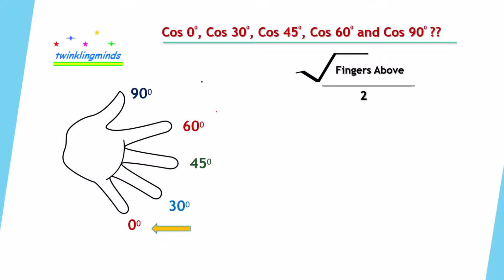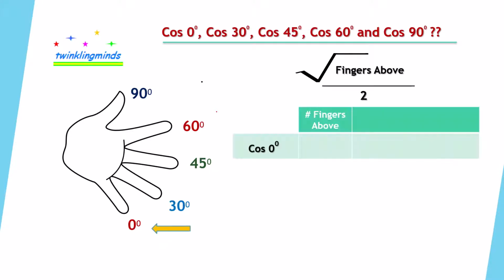Now we consider how many number of fingers are there above the angle. So the formula is square root of number of fingers above divided by 2. Let us start with 0 degrees. What is the value of cos 0 degrees? How many fingers above 0 degrees? 1, 2, 3, 4. So 4. What is the value of cos 0 degrees? Square root of 4 divided by 2. 2 divided by 2, which is 1. Cos 0 is equal to 1.